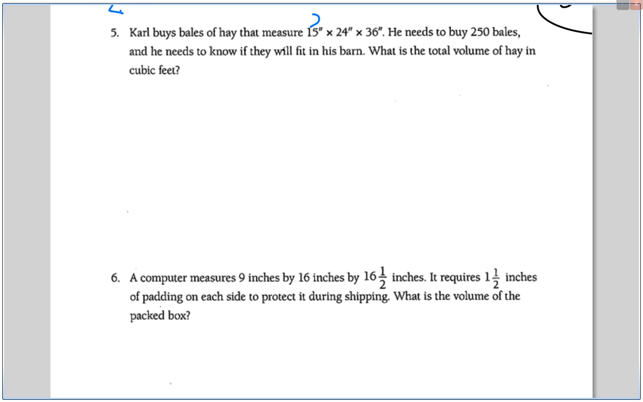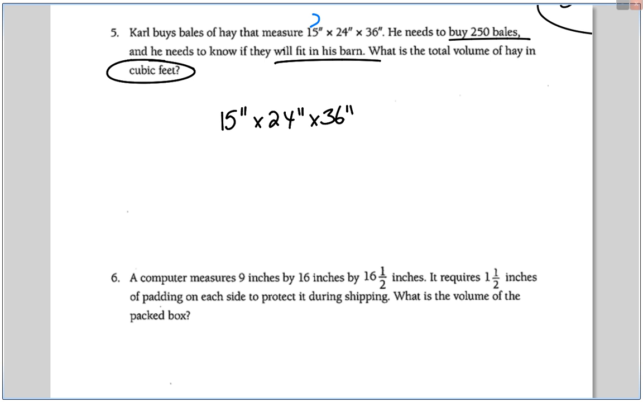Carl buys bales of hay that measure 15 inches by 24 inches by 36 inches, and he needs to buy 250 bales. And he needs to know if they will fit in his barn. So it seems like a pretty natural question. So what is the total volume of hay in cubic feet? So 15 inches by 24 inches by 36 inches, and it has to be in cubic feet.